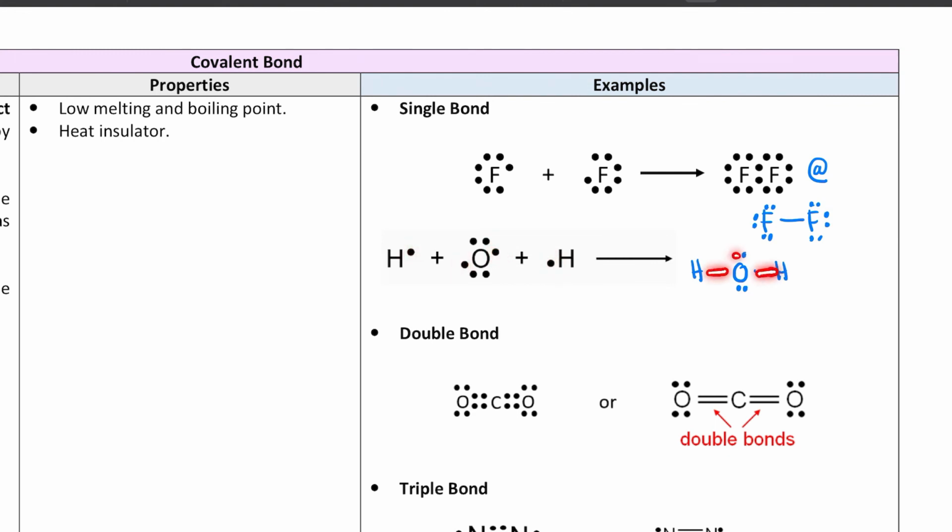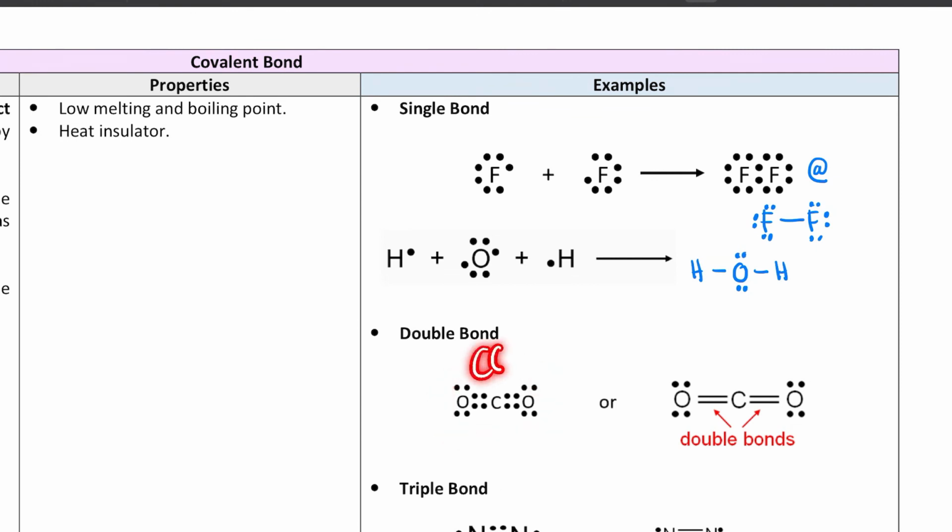So dia dah form bond. So we are left with 1, 2, 3, 4 elektron lah. Actually 2, 4, 6, 8. So oxygen dah octet, hydrogen dah duplet. So this is the covalent bond form. Ini adalah H2O. H2O adalah water. Ini kita panggil single bond sebab bonding dia satu bond je. Okay, so next kita tengok double bond pula.